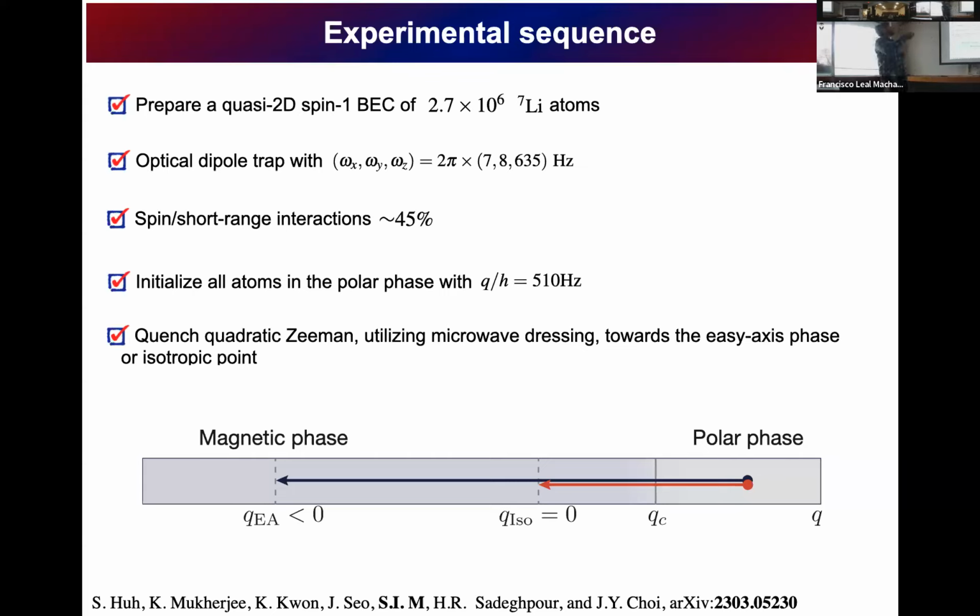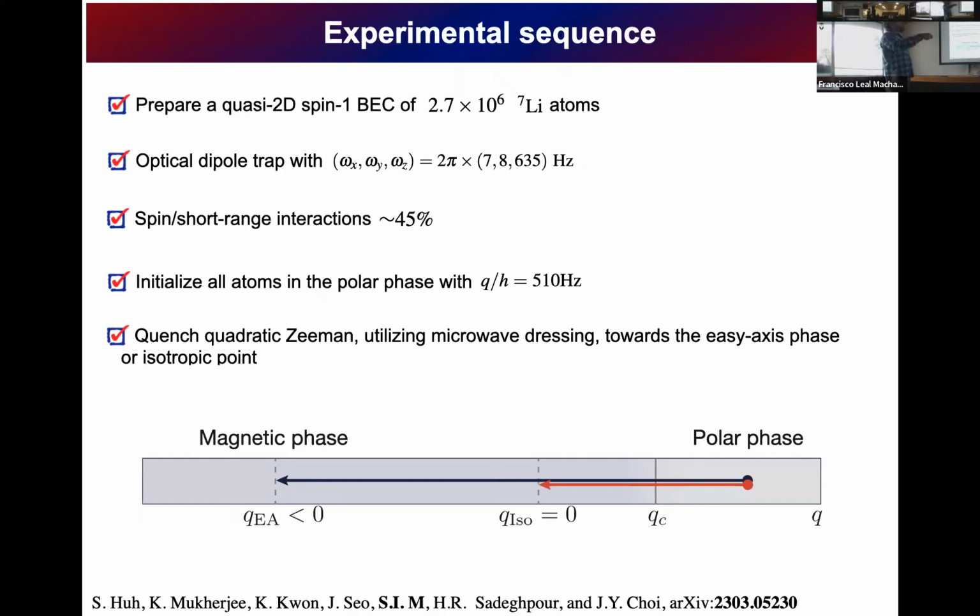So this brings me to the setup under consideration. We will use a quasi-two-dimensional spin-1 gas of lithium-7 atoms. The number of atoms is of the order of 10 to the 6. We have an external optical dipole trap, which is just an external harmonic oscillator in 3 dimensions.